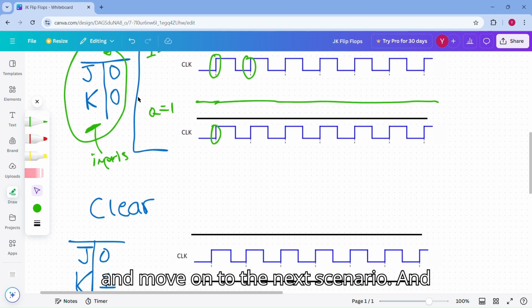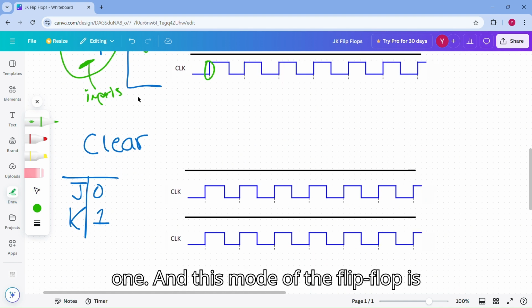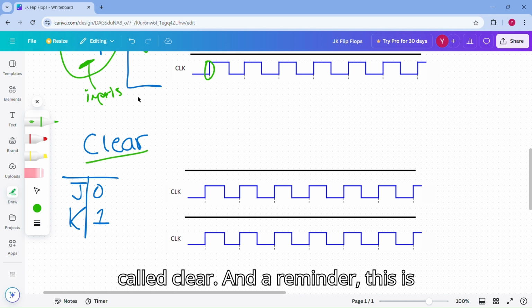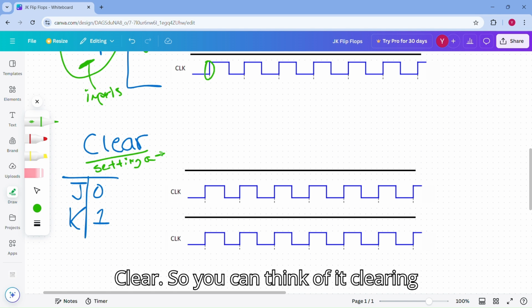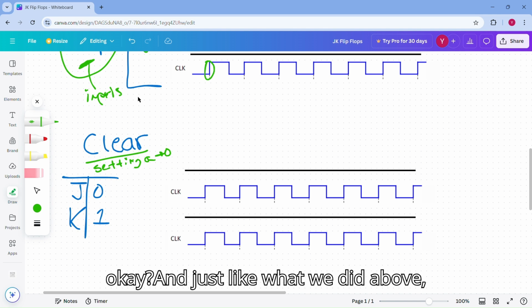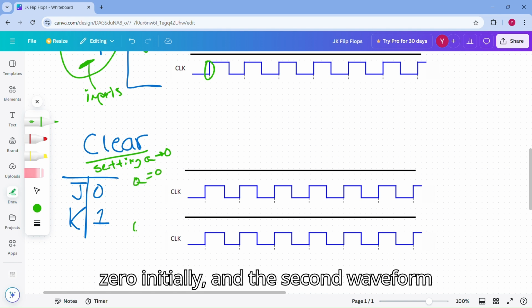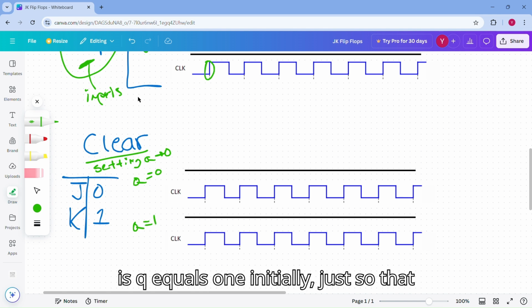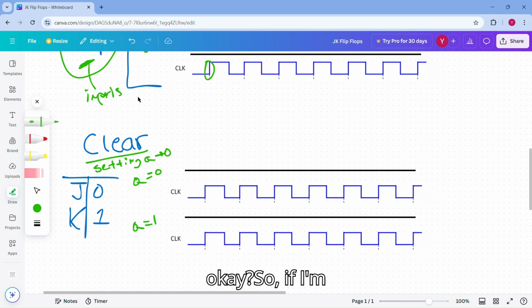I'm going to go ahead and move on to the next scenario, and that's when J is 0 and K is equal to 1. And this mode of the flip-flop is called clear. And a reminder, this is setting our Q to 0, okay? Clear. So you can think of it clearing it or erasing it. We're setting it to 0, okay? And just like what we did above, this first waveform is going to be Q equals 0 initially, and the second waveform is Q equals 1 initially, just so that we can see what happens in both cases, okay?